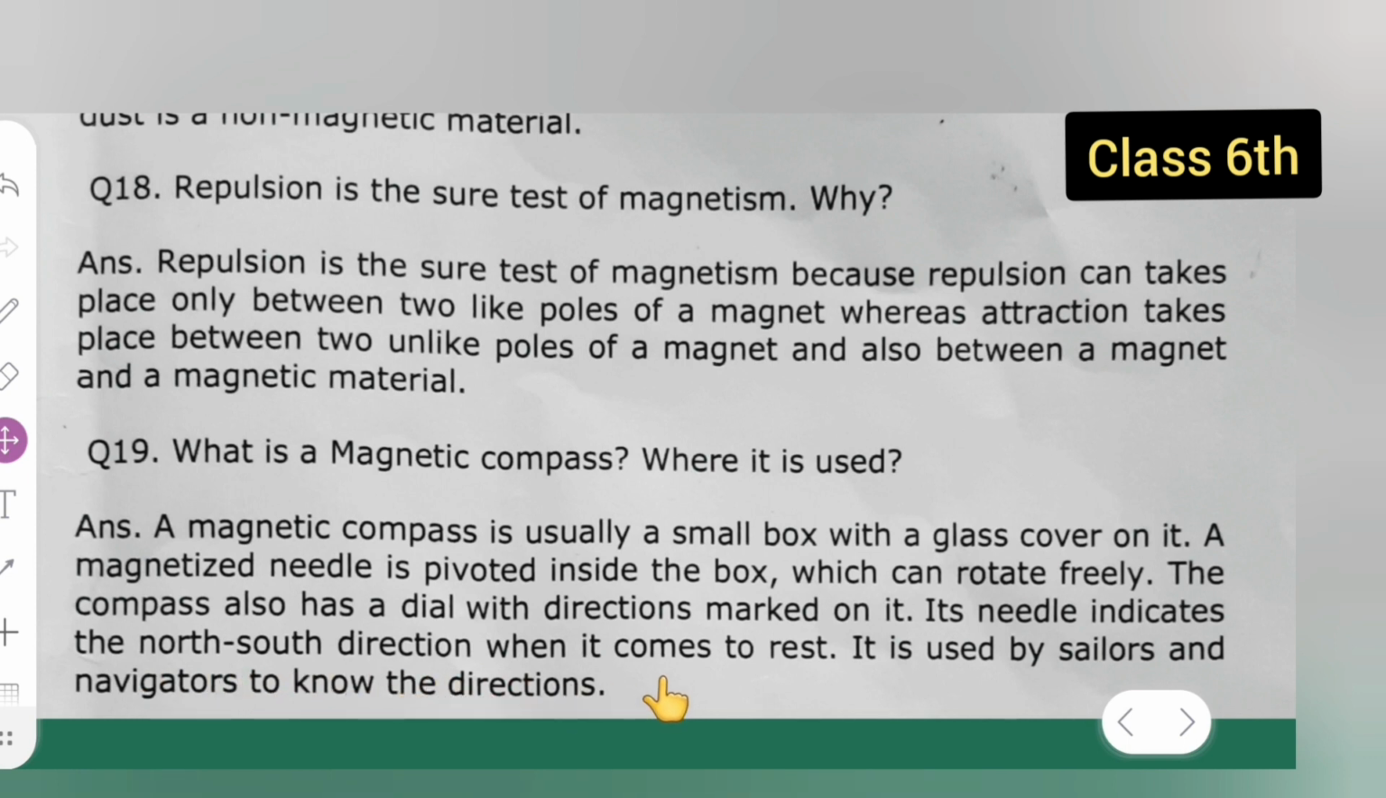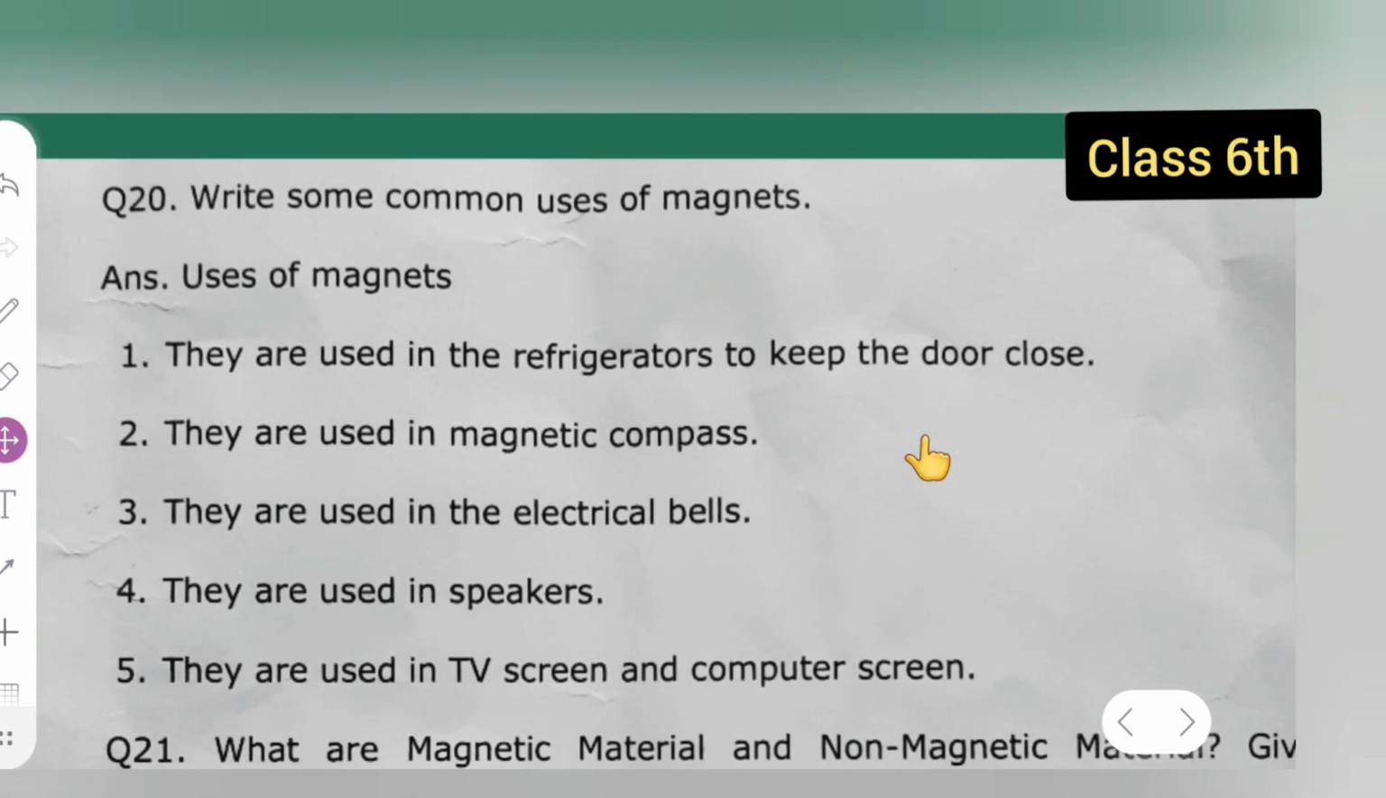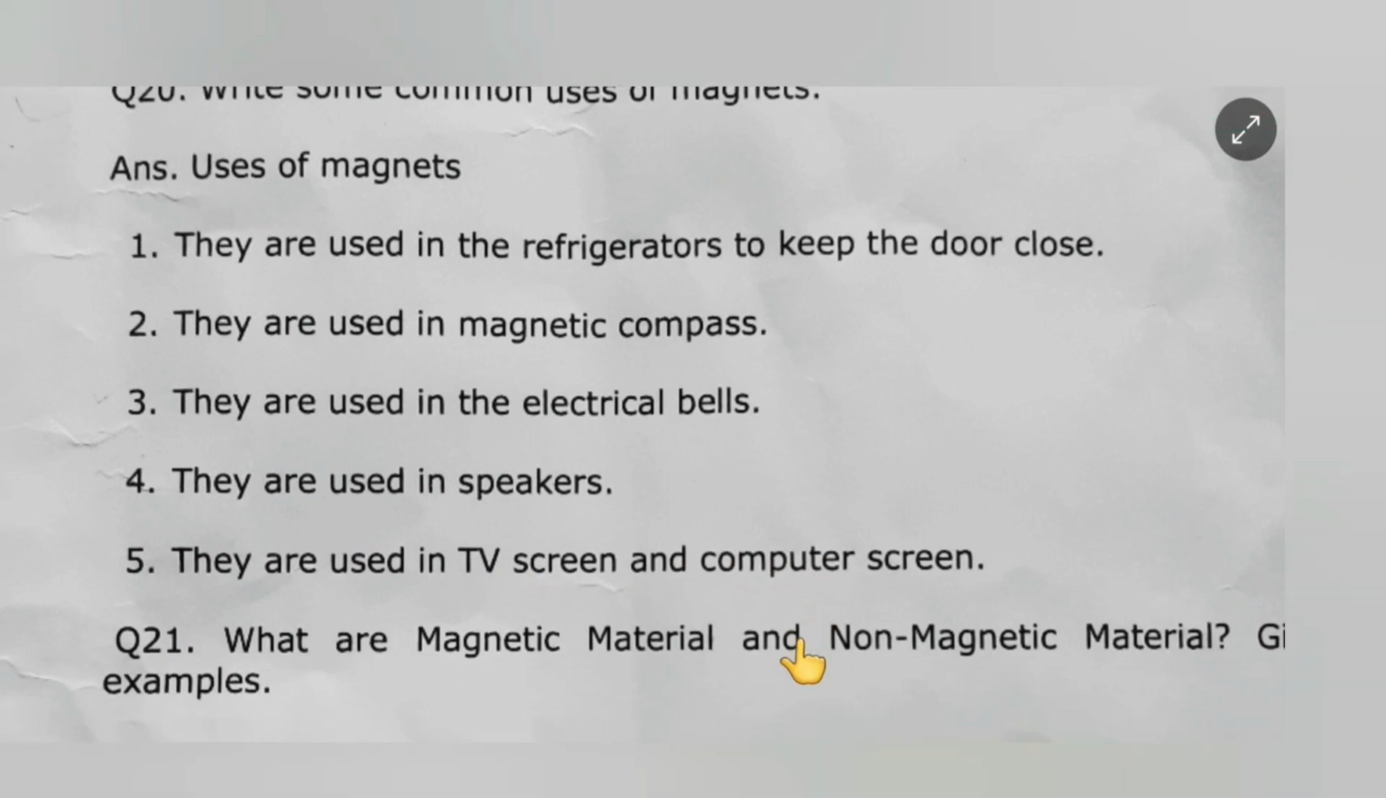Okay, next, let us know this. Write some common uses of magnets. So uses of magnets are what? They are used in refrigerators to keep the door closed. They are used in magnetic compass, they are used in the electrical bell, they are used in speakers, they are used in TV screen and computer screen.